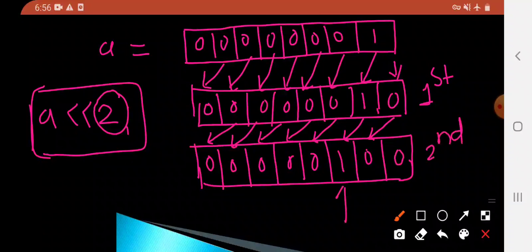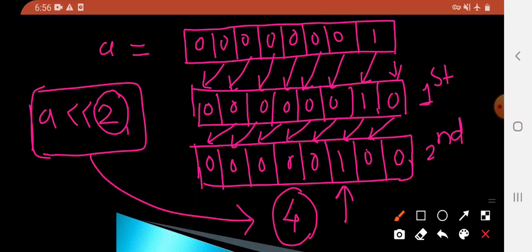Now this is your final result, and it becomes 4 here. So your result is 4. So when you apply the left shift operator to a having value 1, left shifting 2 times, then your result becomes 4 after the 2 shifts. So in this way you can shift your bits to the left with the help of the left shift operator.